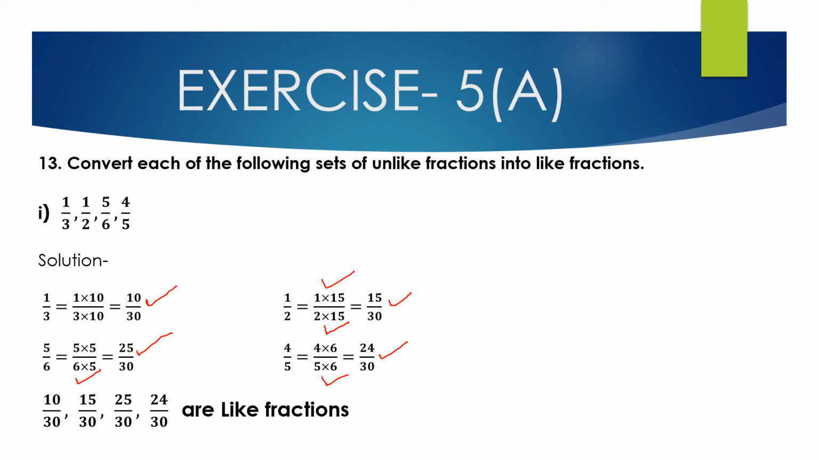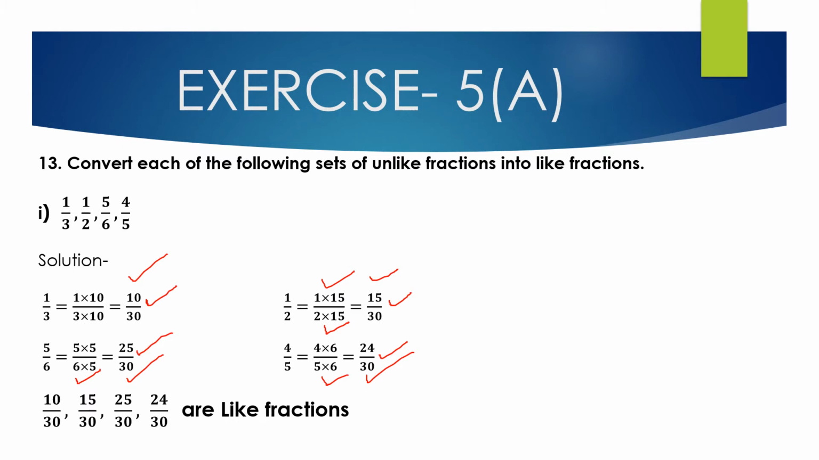Now we get 10 divided by 30, 15 divided by 30, 25 divided by 30 and 24 divided by 30. These are all equivalent fractions, as all the denominators are 30, and these are called like fractions, as the denominators are all equal, that is 30, which is equal to the LCM of the denominators.